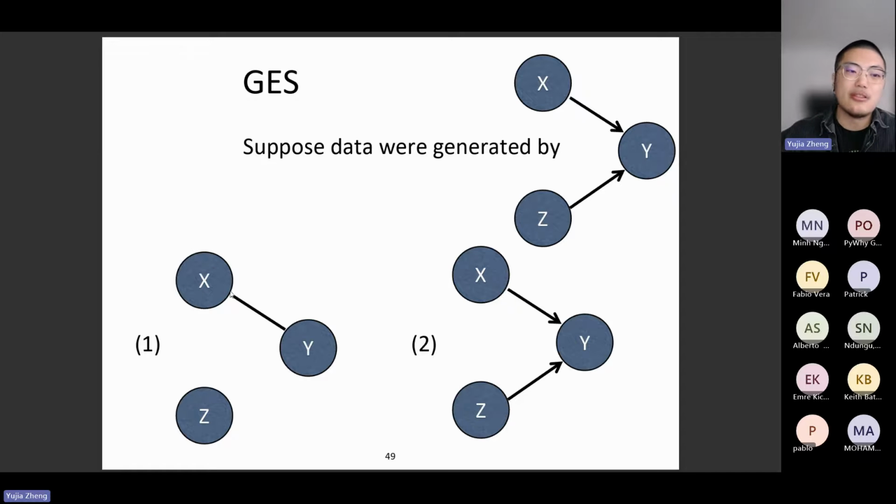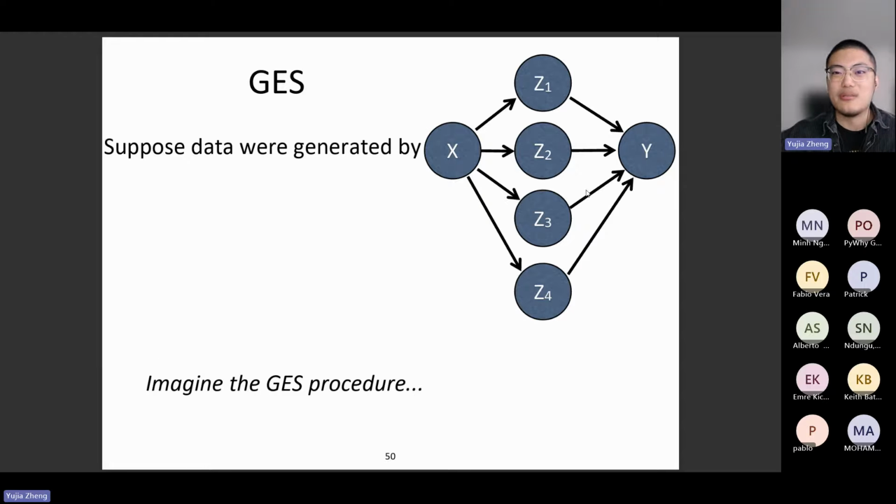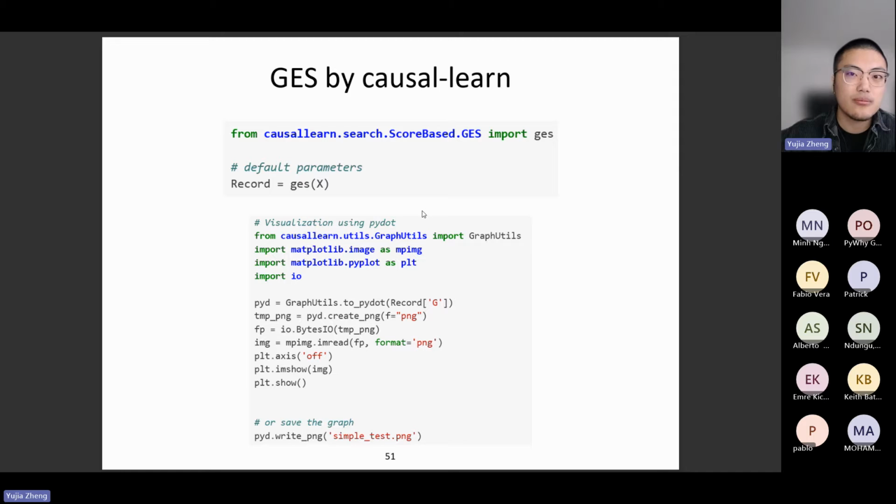So we can just imagine the procedure based on that example. We have an empty graph and then we add edges. And similarly, we can imagine the procedure based on that ground truth.